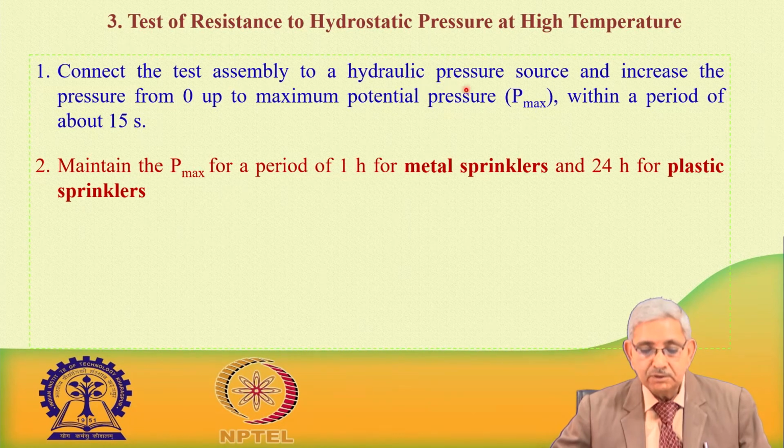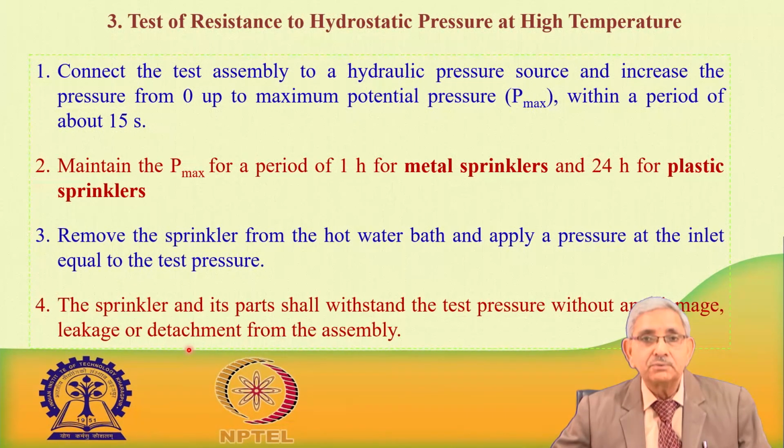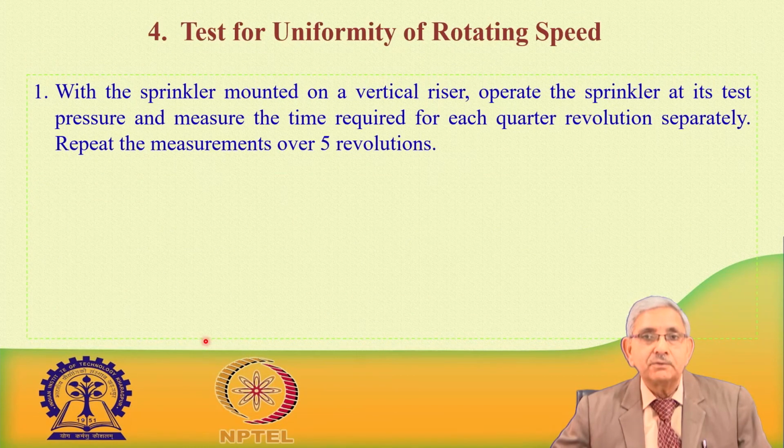So, the test assembly is connected to a hydraulic pressure source and the pressure increases from 0 to the maximum, that is the maximum potential pressure, within a period of 15 seconds. Maintain P max for a period of 1 hour for metal sprinklers and for 24 hours for plastic sprinklers. So, these are the time durations which have been given for both types of sprinklers. And then the other procedures are explained in these steps.